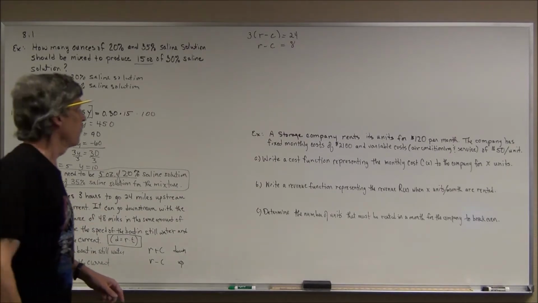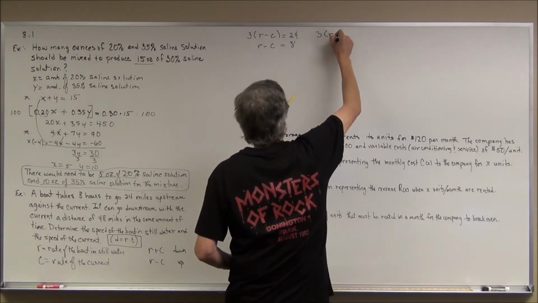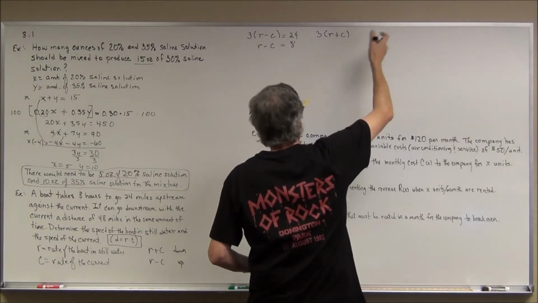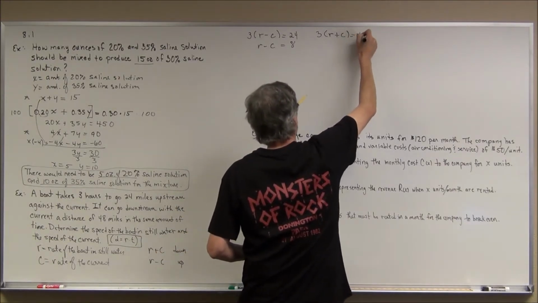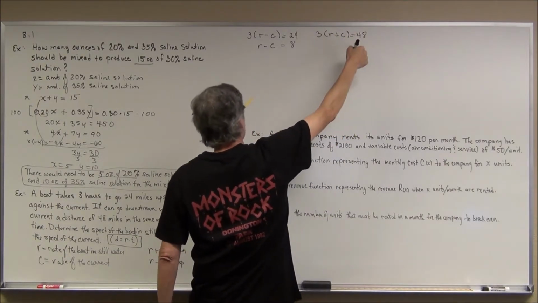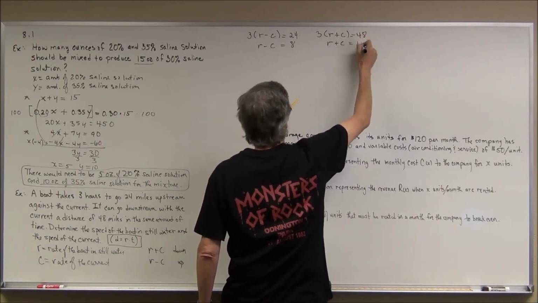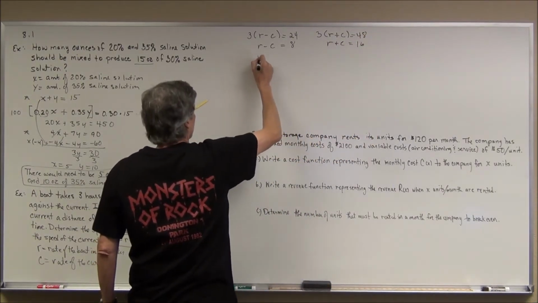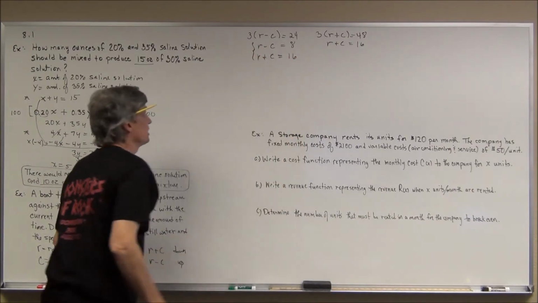Then downstream with the current, I can go 48 miles in the same time, which was 3 hours. So 48 miles in 3 hours, that would be 3 times quantity R plus C, because we're going downstream and the current's pushing us along, it's speeding us up, and we can go 48. So if I was to, again, divide by 3, I would get R plus C is equal to 16. So I'm going to put that underneath. R plus C is equal to 16. And I'm going to look at this as my system.